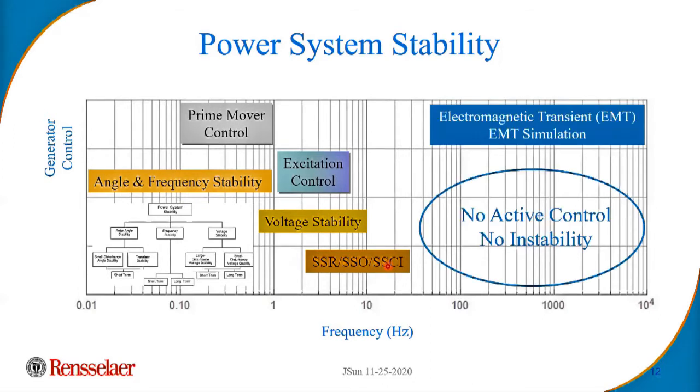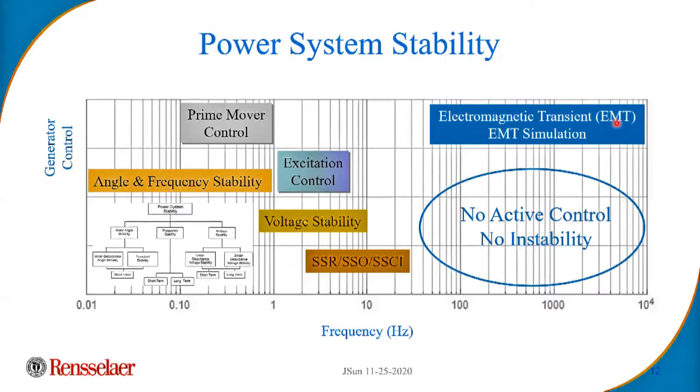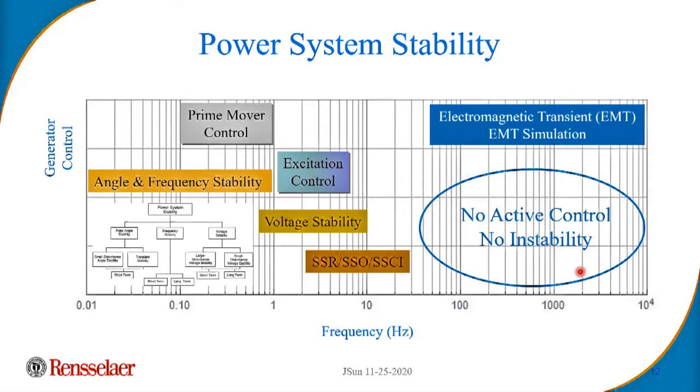Beyond that, into the higher frequency range, it's what we call electromagnetic transient, EMT. And EMT is basically something people do simulation for. Because there's no active control in this frequency range, there's no stability to worry about. Right, that's what we deal with today.